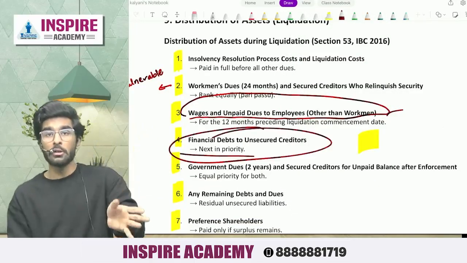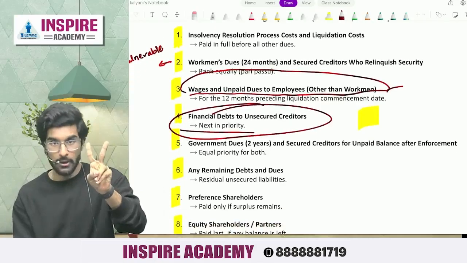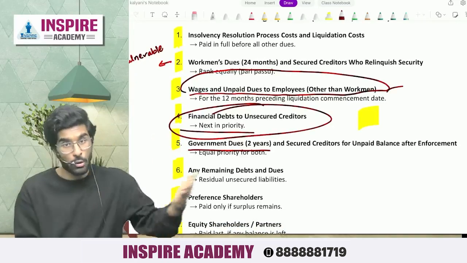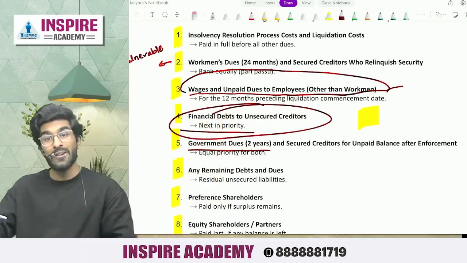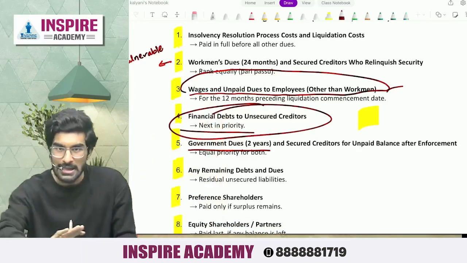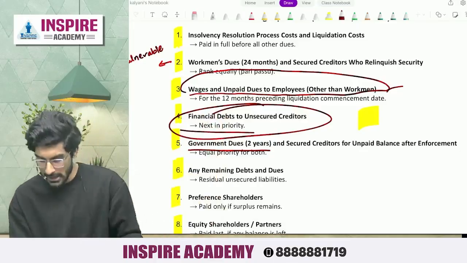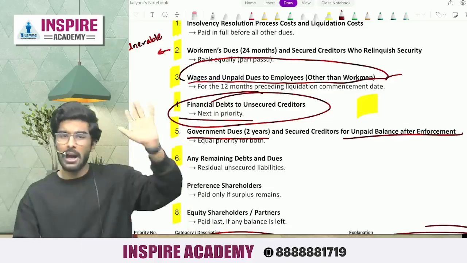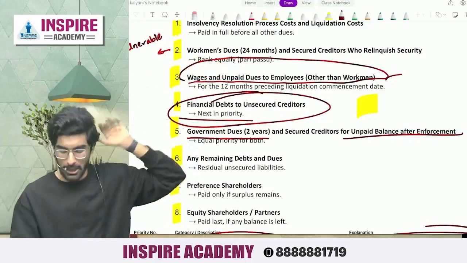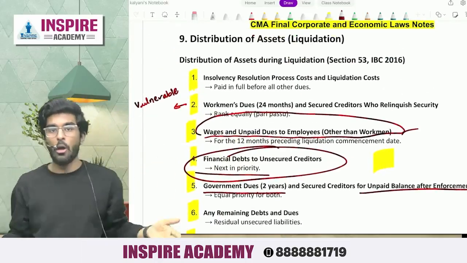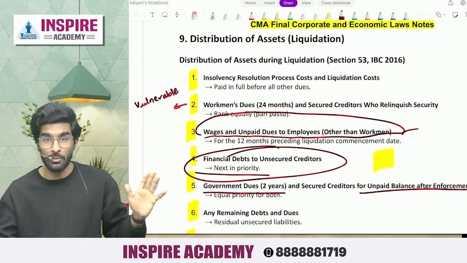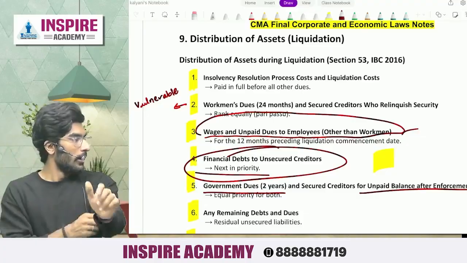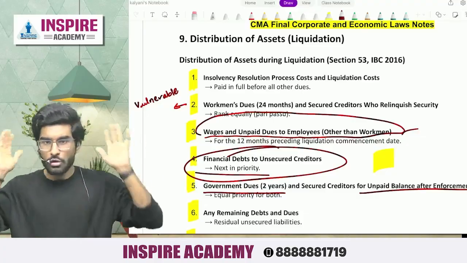Now after unsecured creditors, there are again two categories of stakeholders who are given the same priority. Number one is government dues for 2 years, and then secured creditors who have not relinquished their security interest, who have enforced their security interest. Yes or no, people? And then any other remaining dues, after that preference shareholders, after that equity shareholders. So this is called, people, the waterfall arrangement. You give priority to stakeholders in this manner. Yes or no, people? So again, let's revise.